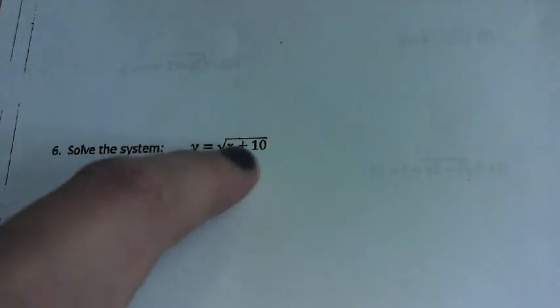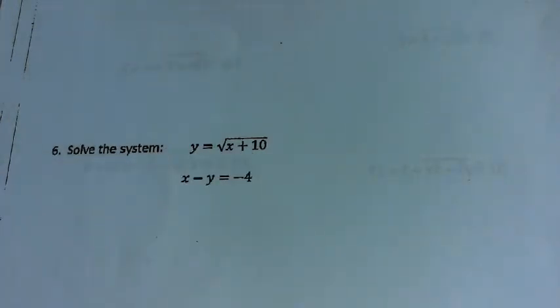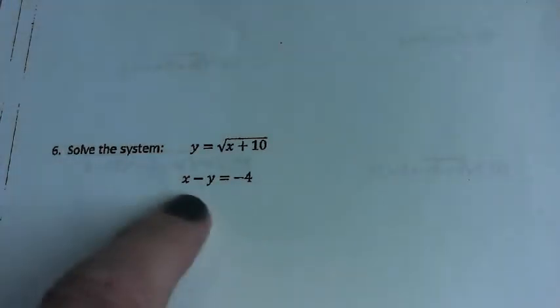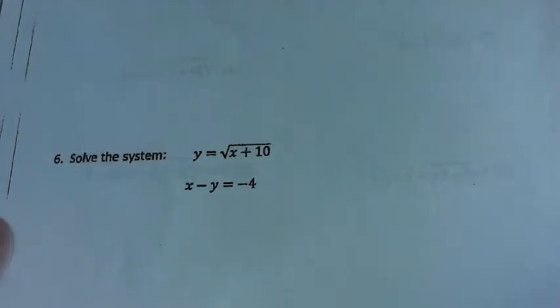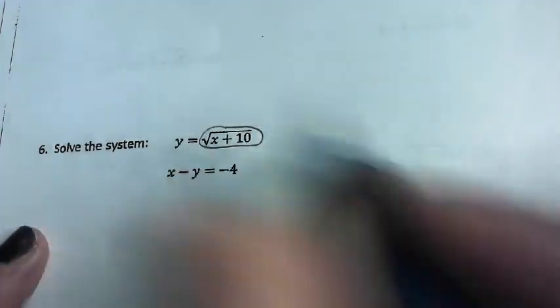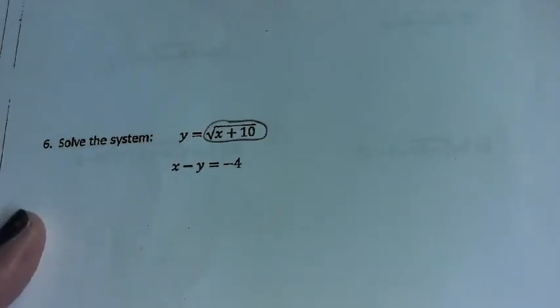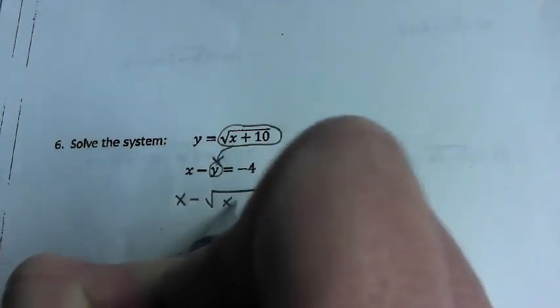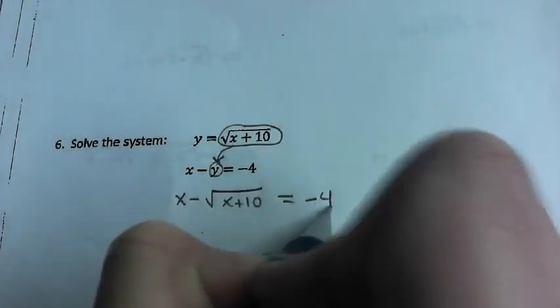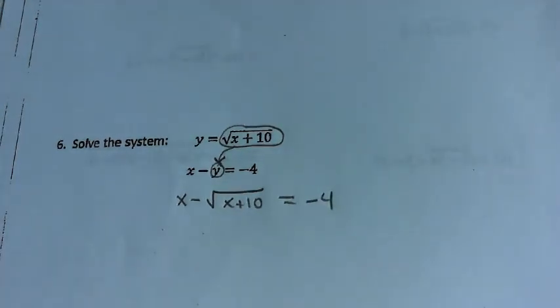This says y equals root x plus 10, yes? This other one is a linear. It doesn't say y equals, but it is a line. I essentially need to take this root x plus 10. Since it equals y, I'm going to plug it in for y down here. Is that clear? Substitution. So it's going to be x minus the square root equals -4, and that's what I'm solving to find x first. Once I find x, I go back and find y.